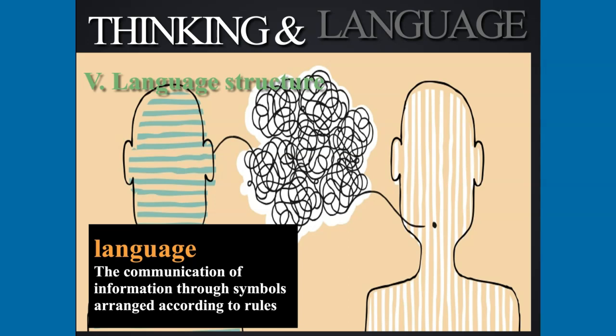Language is transmitted through various systematic rules, and it's the communication of information through symbols arranged in three specific systematic rules. The first one is phonemes, which is your simplest unit. Then you have morphemes, units of meaning, and then you have syntax. Of all of these three systematic rules, the most complex is probably semantics.